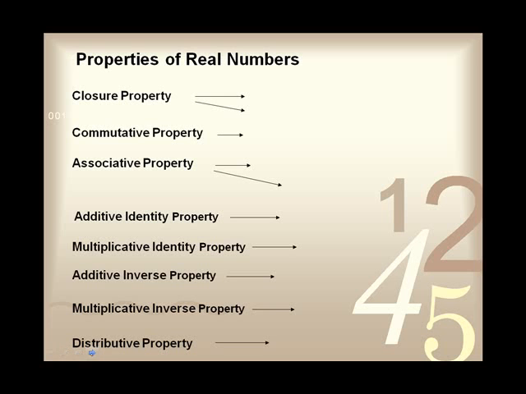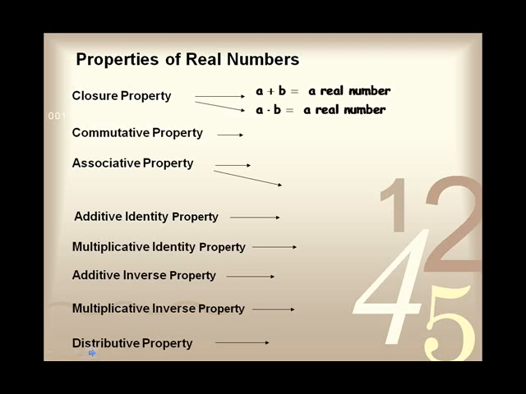The closure property simply says that if you were to add 2 real numbers, you're going to get a real number. There's no way for you to add 2 real numbers and get an imaginary number. If you were to multiply 2 real numbers, again, you're going to get a real number.